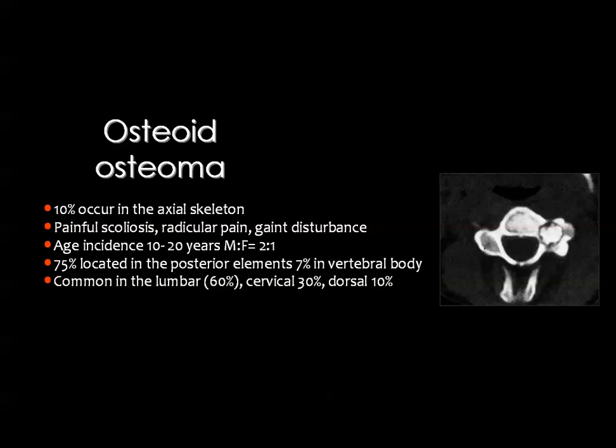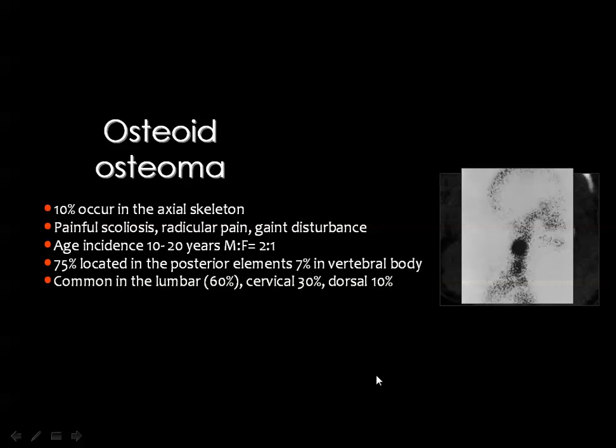Osteoid osteoma can also be seen in the axial skeleton, and you know the classic appearance of osteoid osteoma is the presence of an osteolytic lesion, and this lesion may contain a central area of calcification, which may be small or may be large, as you can see in this particular example. This lesion is painful, and 75% of the lesions are located in the posterior elements, the neural arches of the vertebral column, and 7% can be seen in the vertebral body.